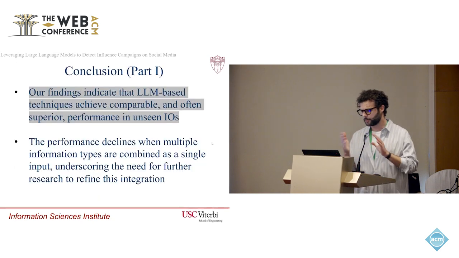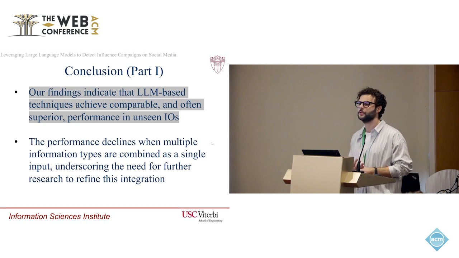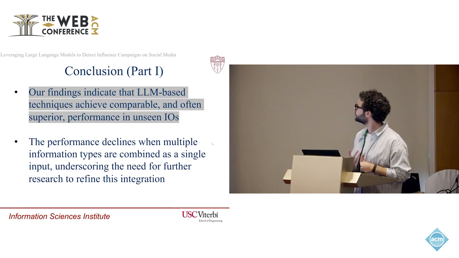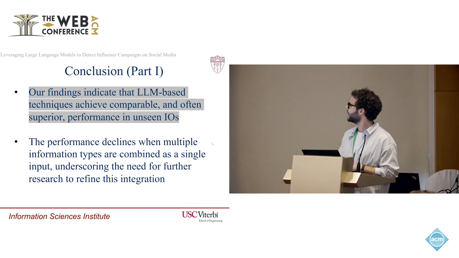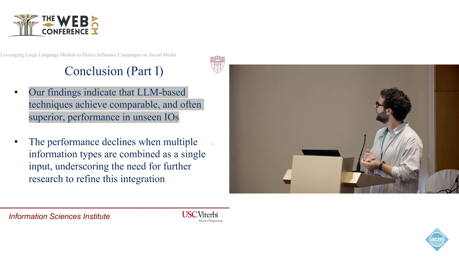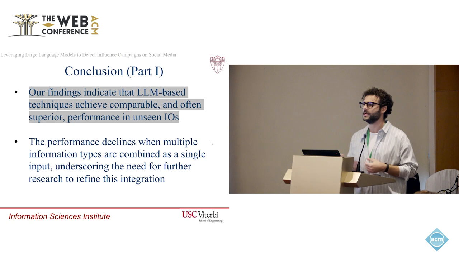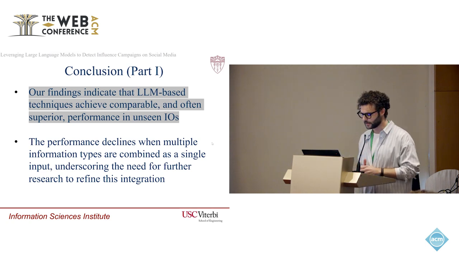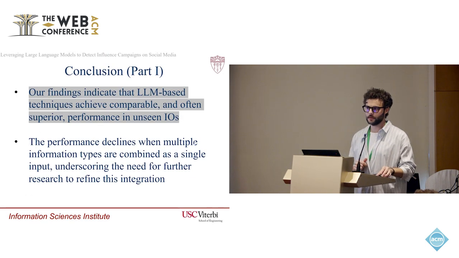So overall, we proposed, and this is going to be the conclusion of part one, and I will stop here for some questions before moving to part two. We showed how LLMs can be potentially used to detect influence campaigns and their capabilities in adapting to unseen and new campaigns. This combination of multiple features, however, does not work as expected and prompts questions to better combine the different features that might allow us to achieve even better performances. Okay, I'll stop here for questions, and then I'll move to part two.